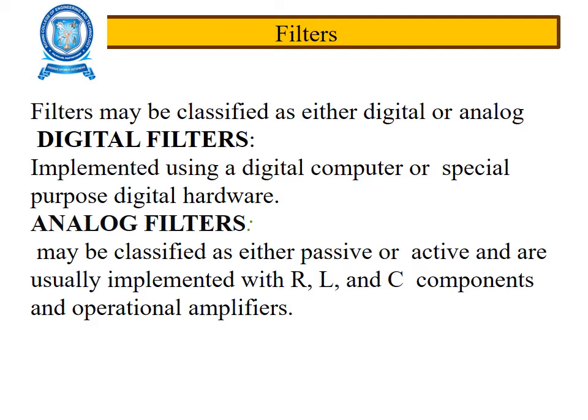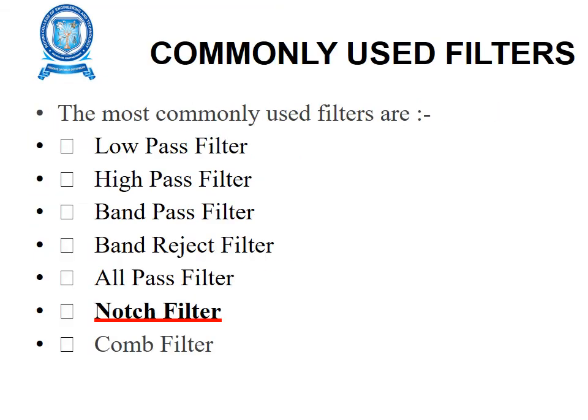Next is the analog filter. An analog filter can be either active or passive and is usually implemented by R, L and C components, as I told you earlier: passive and active components, that is resistance, capacitance and inductance. We combine all these to form active or passive components as well as operational filters. So these are the two different types of filters.